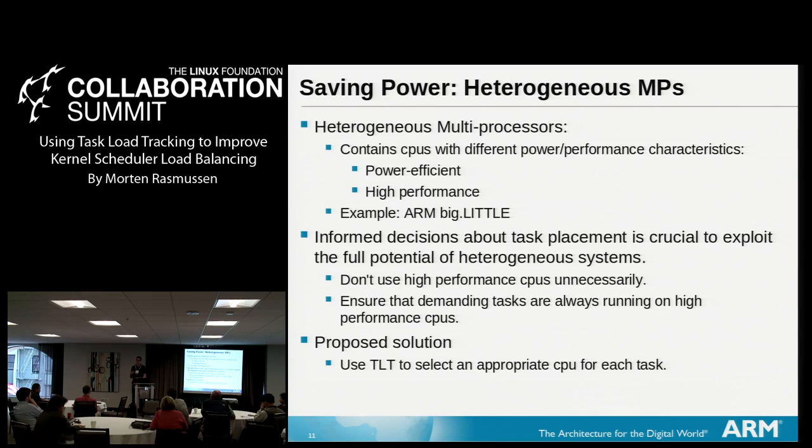If you have a task which is running on a CPU at a low frequency, it might have a high tracked load because it uses the CPU quite a lot. Whereas if you scale up the frequency and you don't take that into account, the load will actually appear smaller because you have more cycles per second on that CPU.